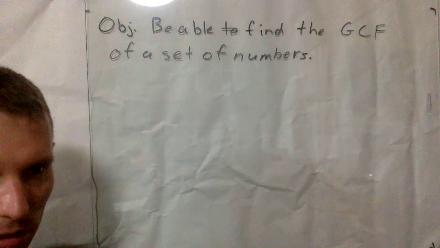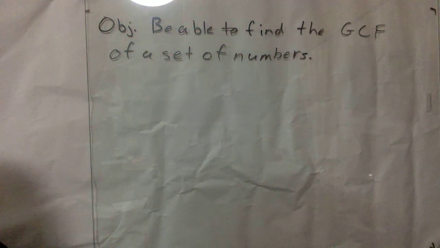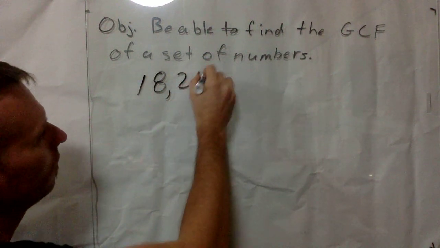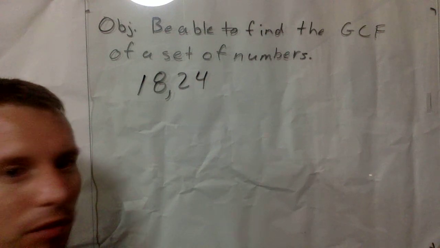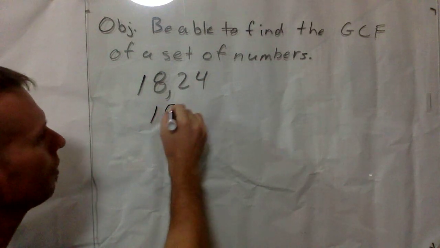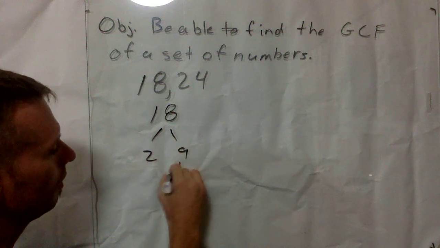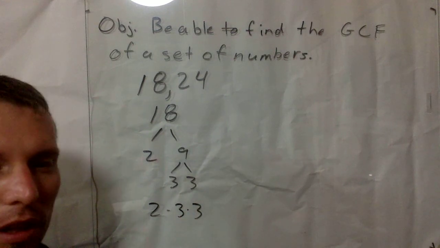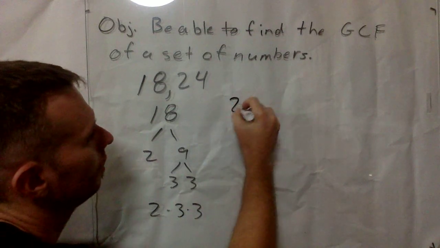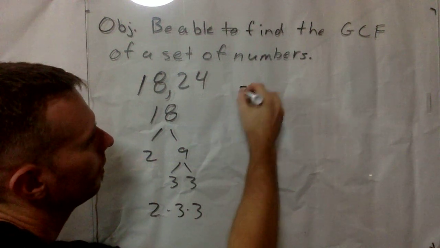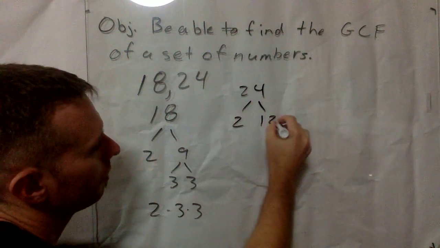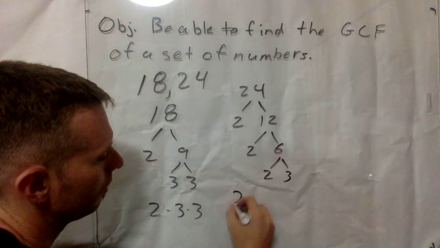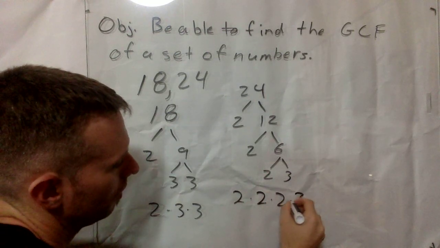The second method that I was going to recommend is the tree method. You can definitely do it this way. Let's say you have the two numbers 18 and 24 this time. If you do the factor tree, roughly you'll come up with 2 times 3 times 3, the prime factorization of 18. And if you do the same thing for 24, 2 times 12, 2 times 6, 2 times 3, you get the factors 2 times 2 times 2 times 3.